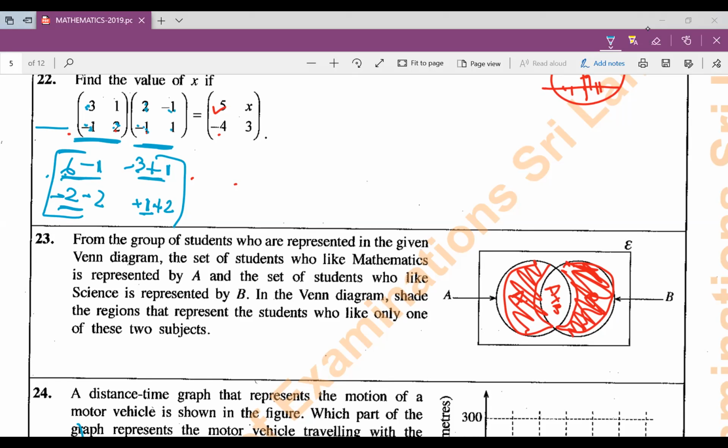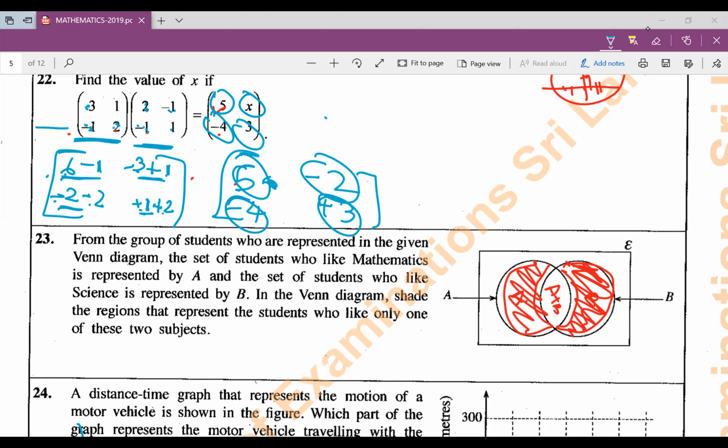So if you simplify this, 6 minus 1, 5 will become here. -3 plus 1 is -2. -2 minus 2 is -4. +1 plus 2 is +3. So now if you compare, this 5 is here, this -4 is here, this +3 is here. Only this x, that x is minus 2.